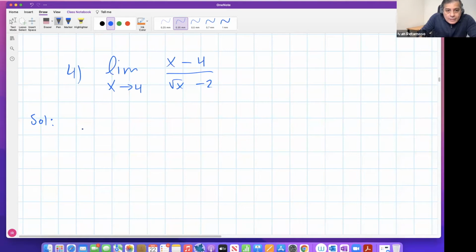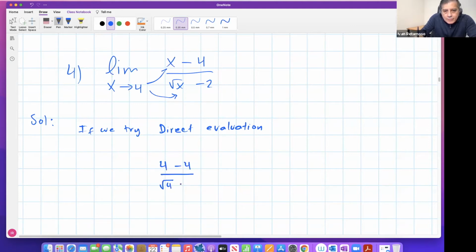Again, if we try direct evaluation, meaning if we plug in just 4, we're going to get 4 minus 4 over the square root of 4 minus 2. 4 minus 4 is 0. The square root of 4 is 2, minus 2, 0. 0 over 0, indeterminate form, right?